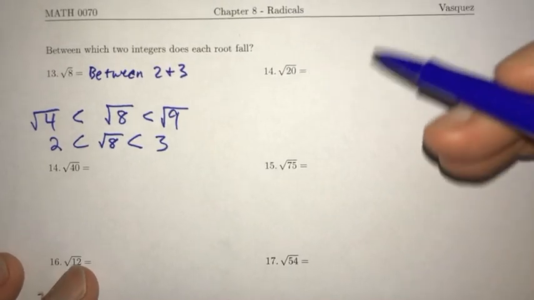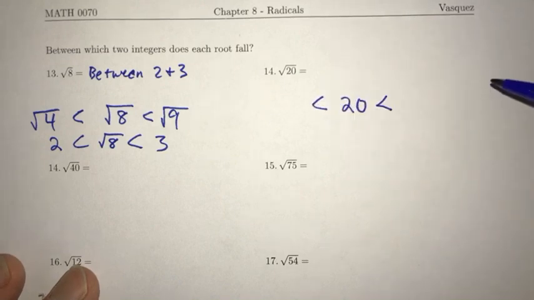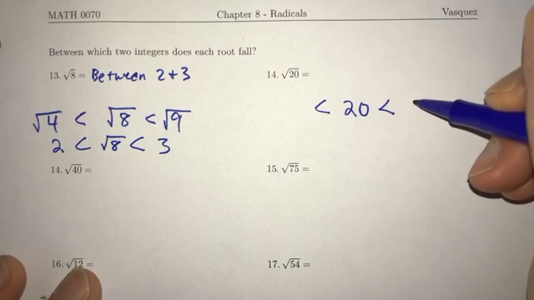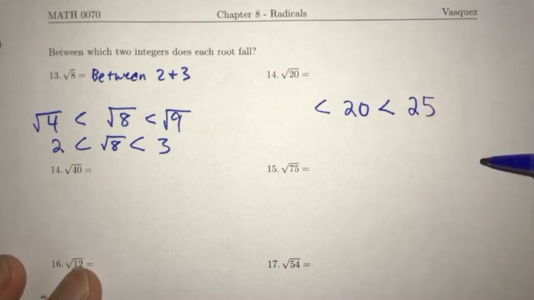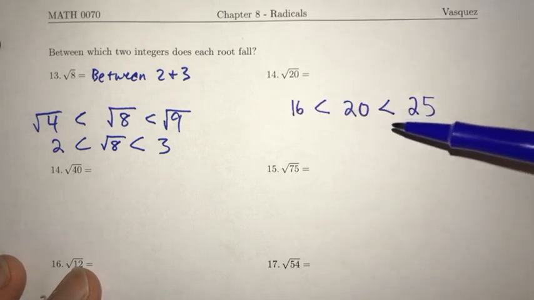Same thing here for 20. 20, well, what numbers is that between that we know the square root of? Just thinking about 20s, I know it's between, 25 I know the square root of. And 16 I know the square root of. That's just a little bit below 20.